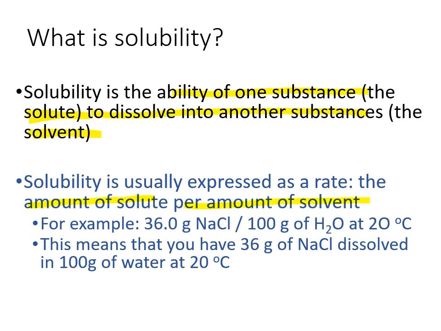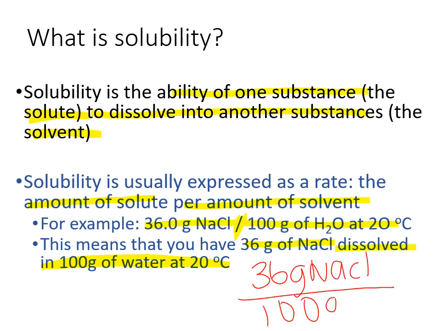So for example, you'll usually see something like this: 36 grams of NaCl over 100 grams of water at 20 degrees Celsius. That means I've got 36 grams of NaCl, salt, dissolved in 100 grams of water at 20 degrees Celsius. So pretty simple. If I didn't have it written like that, usually you'll see an actual division sign.